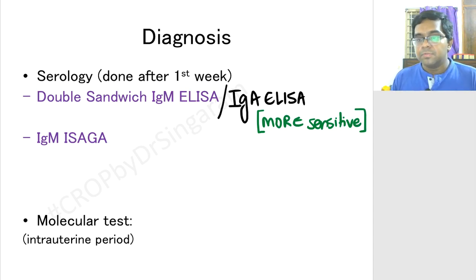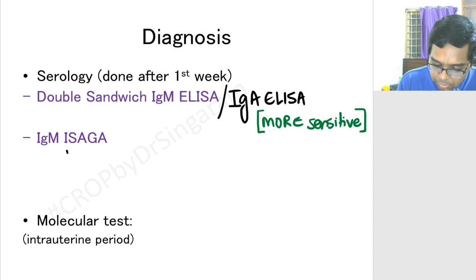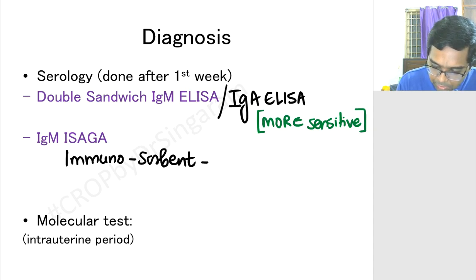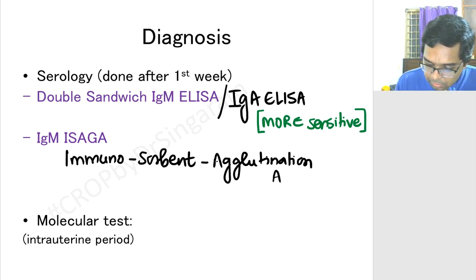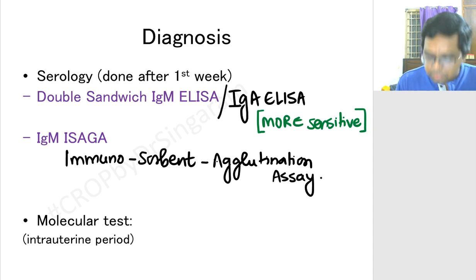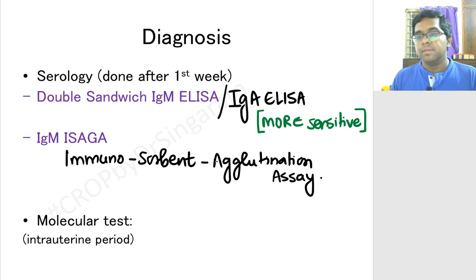The next type of test which you need to know about is IgM ISAGA. What does this ISAGA mean? I for immunosorbent agglutination assay. Immunosorbent agglutination assay. So these are some different names which you have to know about because these are all special tests which are more helpful in the diagnosis of congenital toxoplasmosis. So that's why I have highlighted them and made you remember.